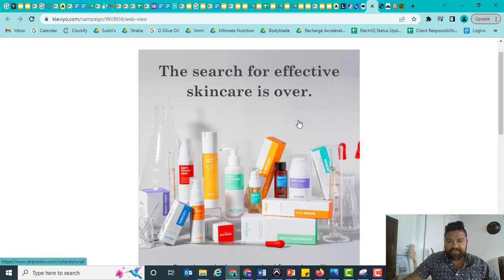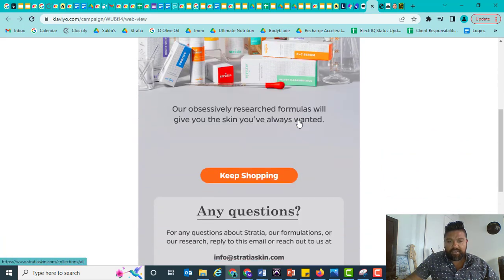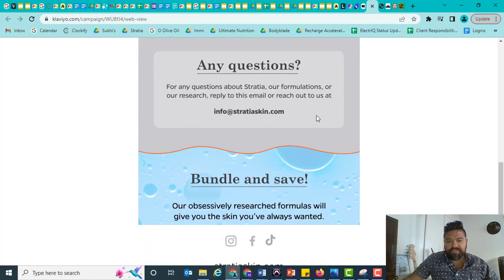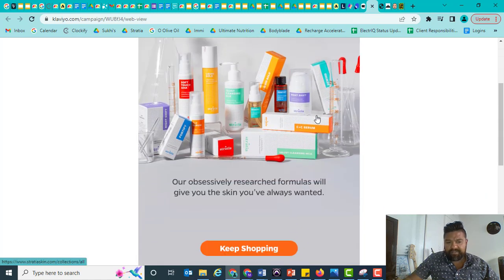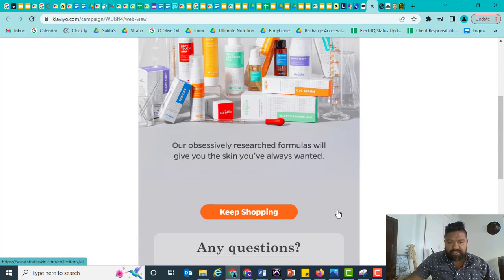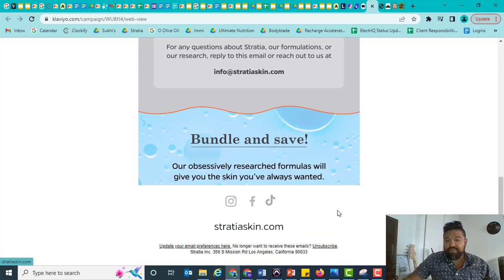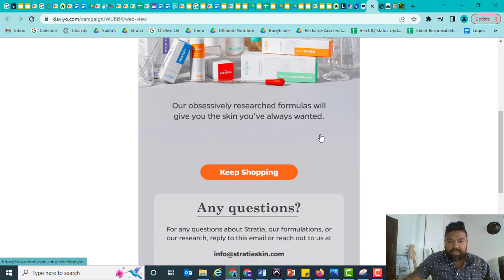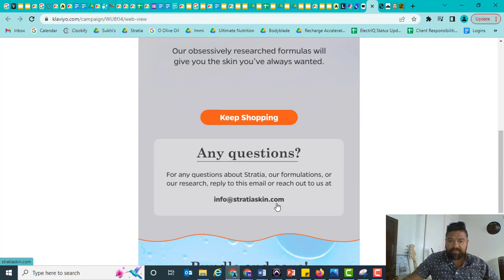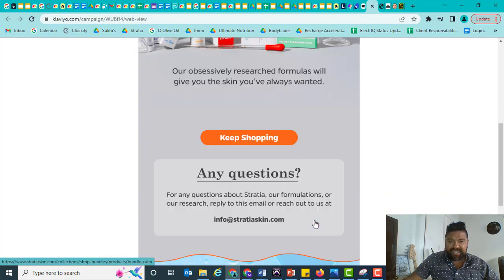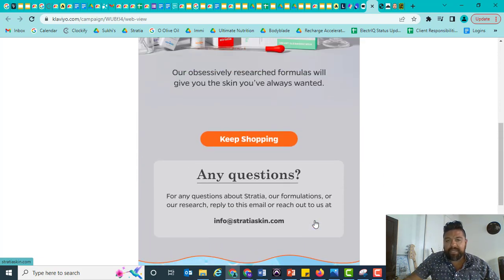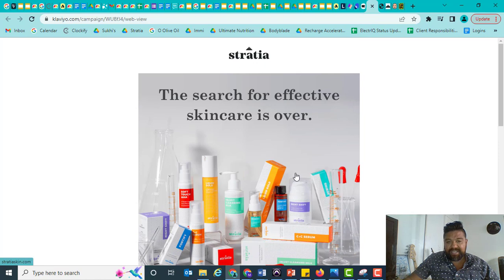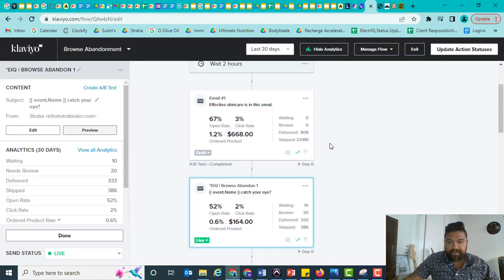The search for effective skincare is over. Keep shopping. You can tell there's very little noise. There's not a lot of distraction. It's very straight to the point. Any questions? They're being helpful. Bundle and save. So they're not being very salesy. More like a little helping hand. And it's a nice aesthetic of the email.